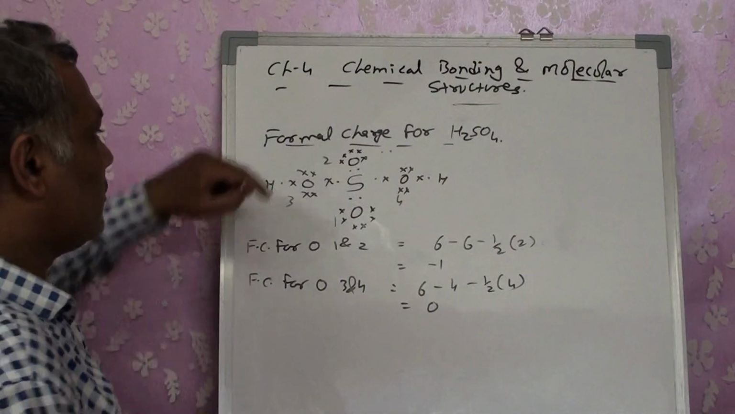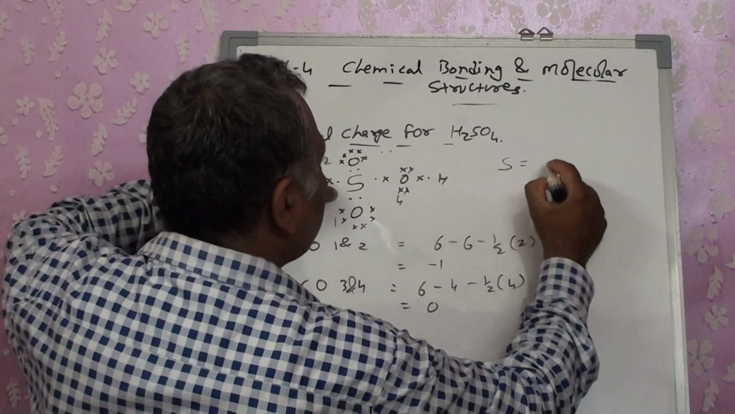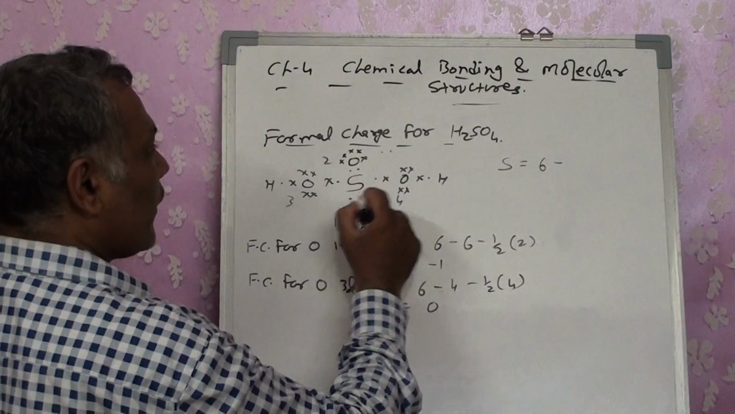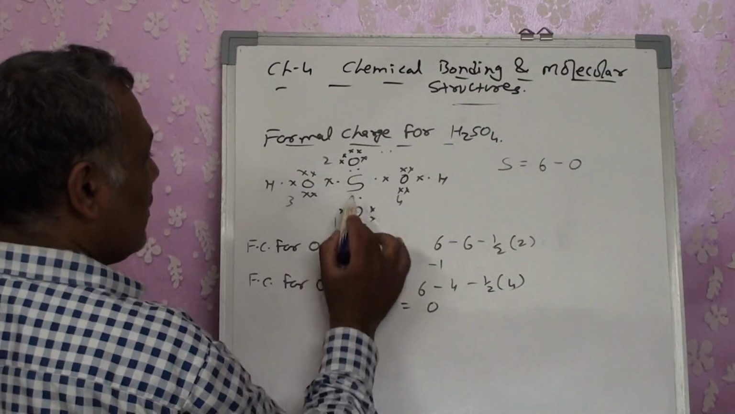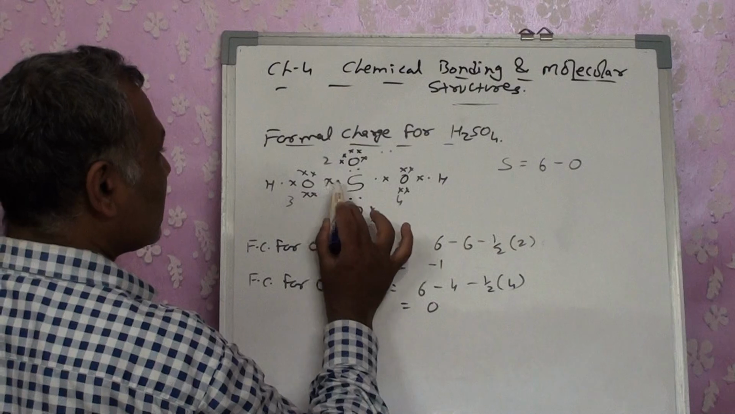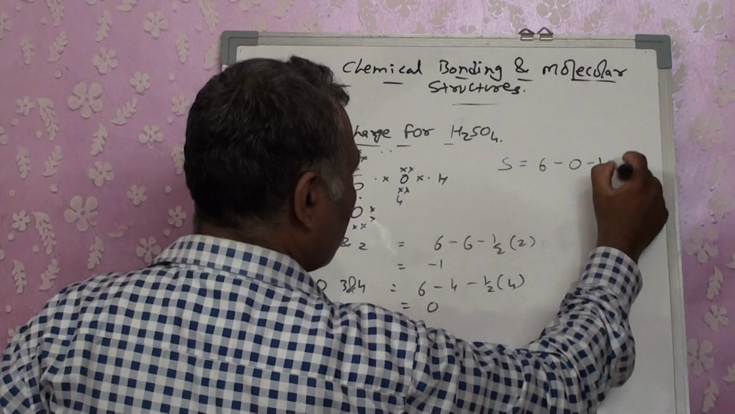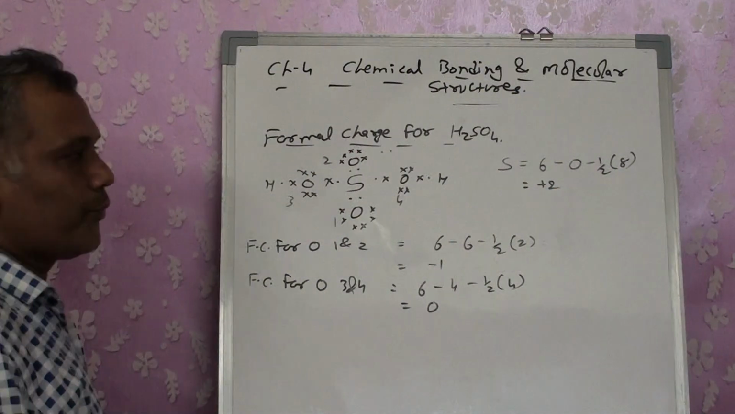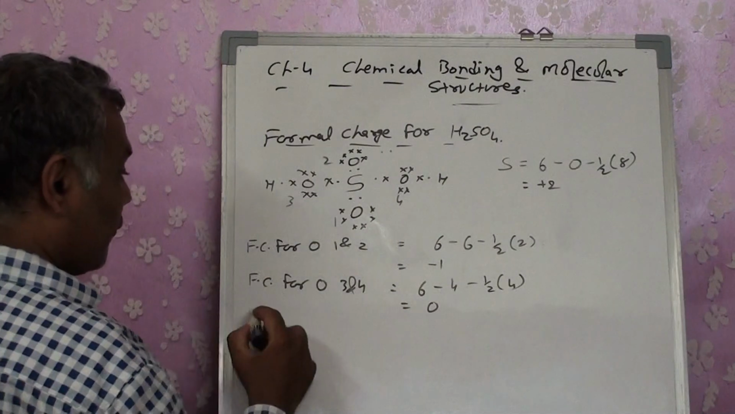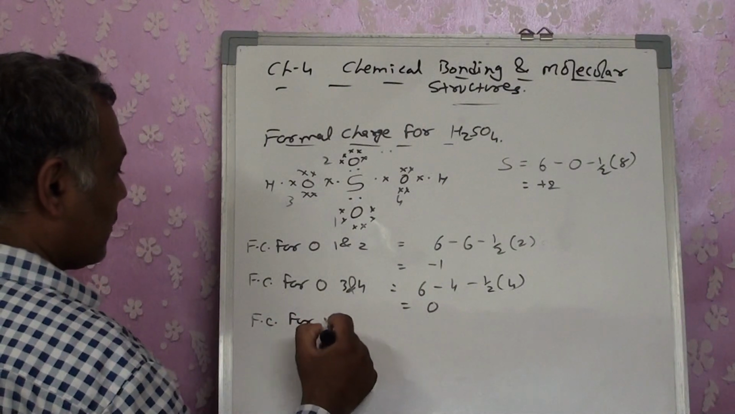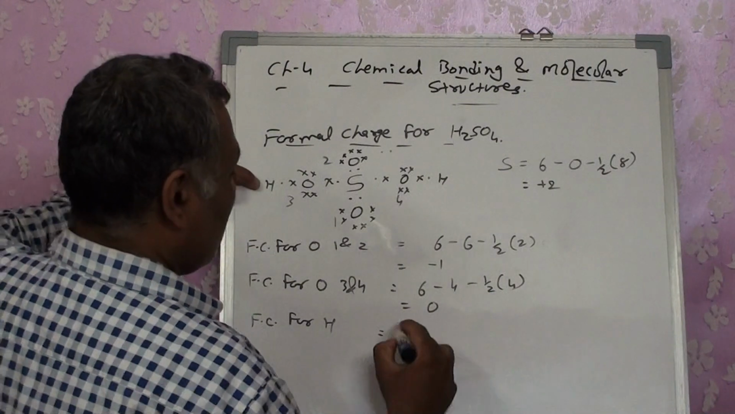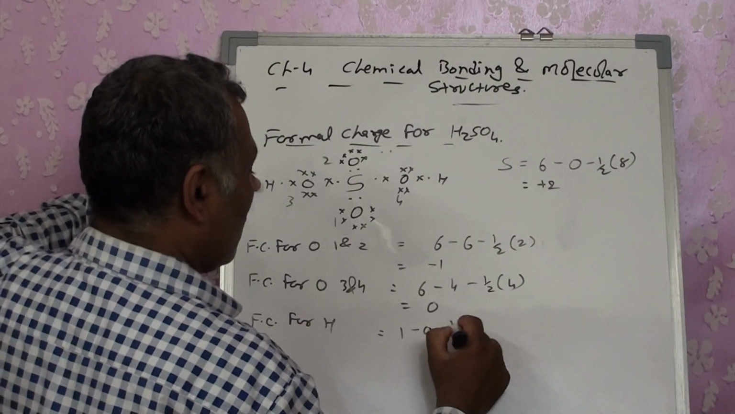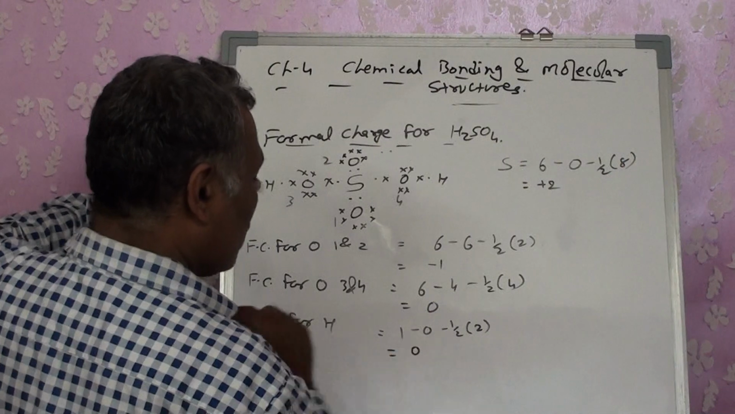But what about the central atom? Calculate for the sulfur. Sulfur has 6 valence electrons. It has no lone pairs. Bonded 1, 2, 3, 4, 5, 6, 7, 8. So your answer is going to become +2. Right? Let's calculate for hydrogen. What are you going to get? It has valence electron 1, no lone pair, bonded 2, so total charge 0.